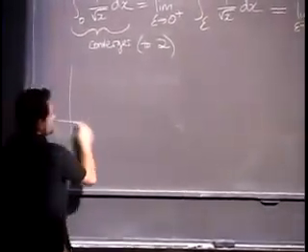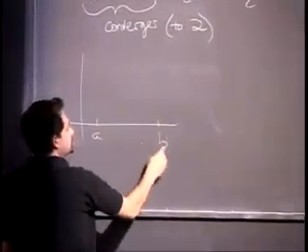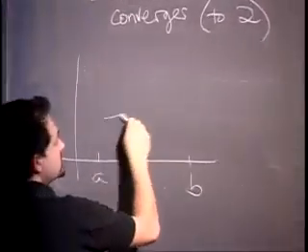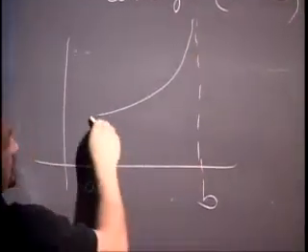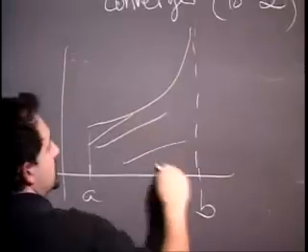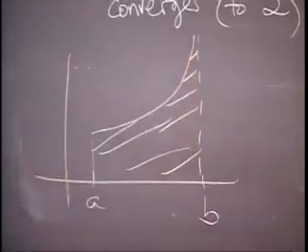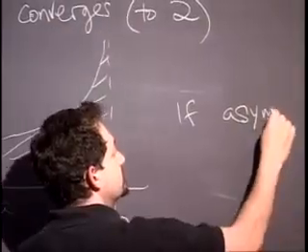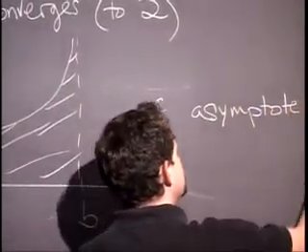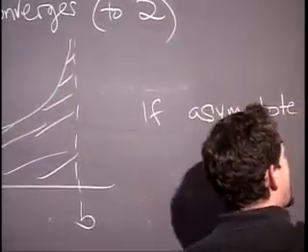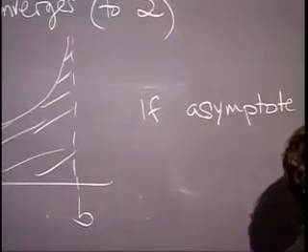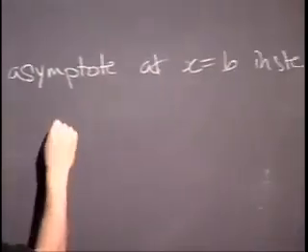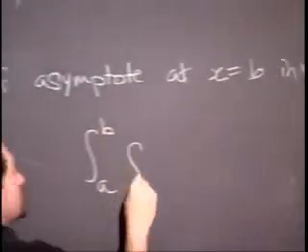Now, before I go on to the other type of improper integral, what if the asymptote is at b instead? So you're trying to find this same integral, but you have a vertical asymptote at b. Well, not a big deal. If the asymptote is at b, and there's no other asymptotes, then we'll define the improper integral.